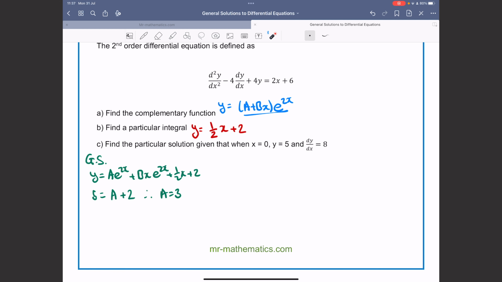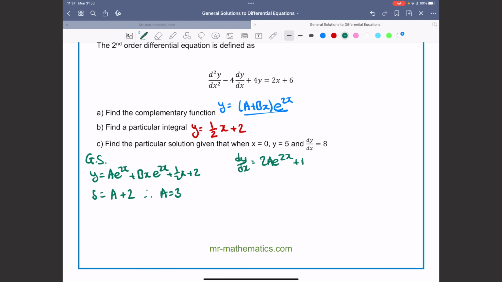To work out b, we need to use dy by dx. So we need to differentiate this general solution. So dy by dx, we'll differentiate this term using the chain rule. So we get 2a e to the 2x. We'll differentiate this term using a product rule. So we get bx times 2e to the 2x plus b e to the 2x. When we differentiate a half x, we get 1/2. And when we differentiate the constant, we get 0.